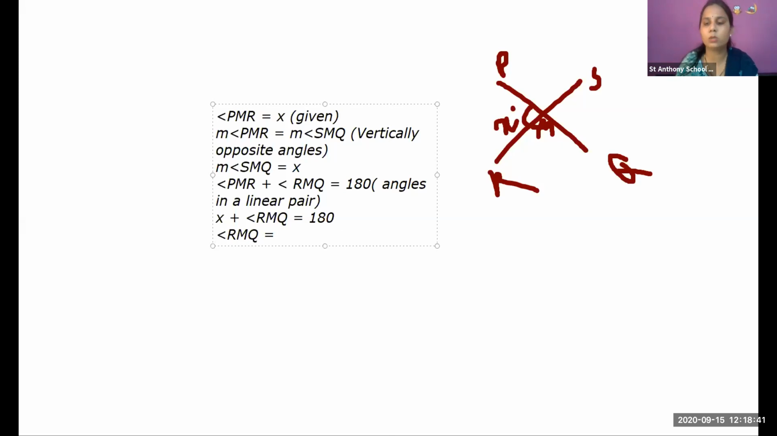So angle RMQ is equal to 180 minus x, right? So the value of angle RMQ is what? 180 minus x. Please pay attention, everyone. Measure of angle PMR is given, right? Measure of angle PMR is equal to x, that x degree is given. You have to put here the x degrees sign, right?